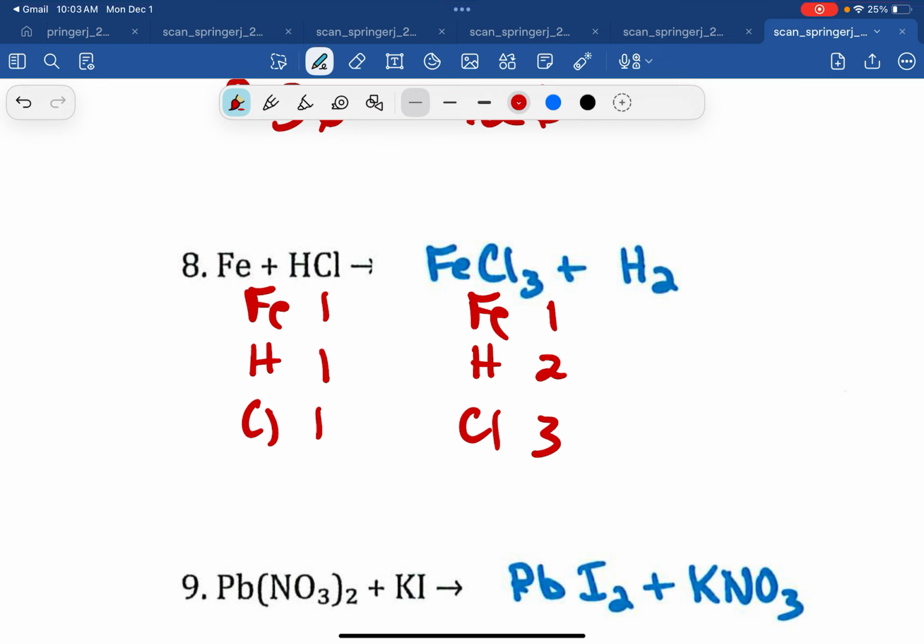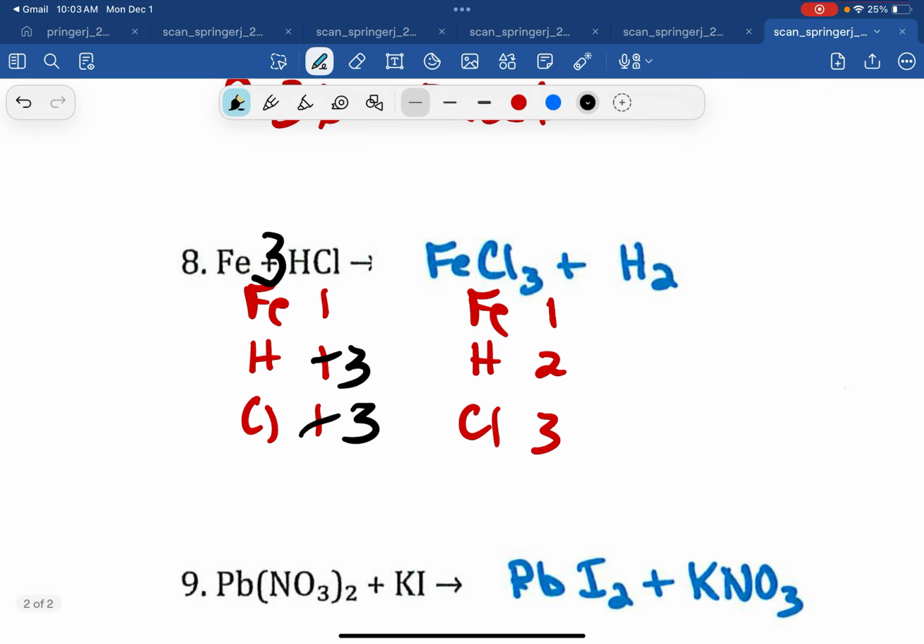So, my H's, my Cl's. Oh, the Cl's are bad too. I'm tempted to put a 3 right here and make that 3 and 3, but then I can't make this a 3. There's no way to make that a 3 unless I put a 3 here and make that a 6.